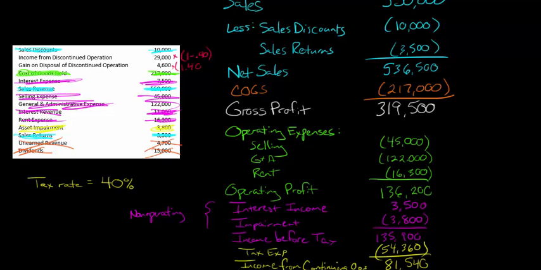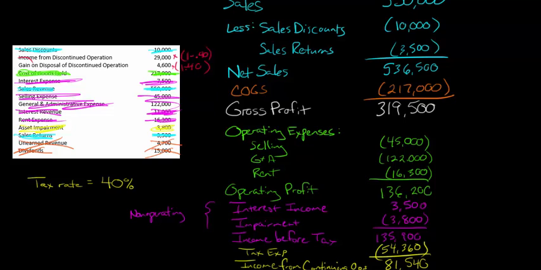Now you notice there are two things for discontinued operations, and the reason is that you have the actual income from that division, right? Because that division could have had a profit or loss during the period. So this $29,000 means that the edible grocery bag business made $29,000 profit on its own, on a standalone basis. So we're going to back that out. We're going to multiply it by 1 minus the tax rate.